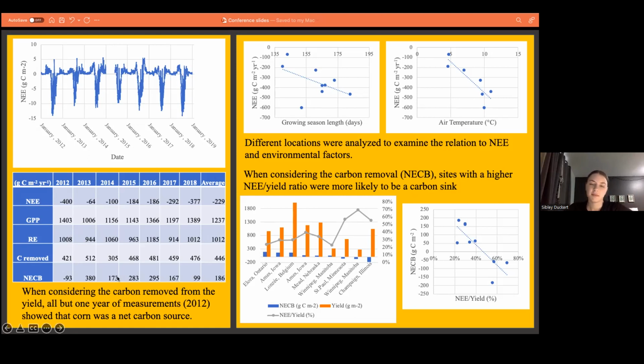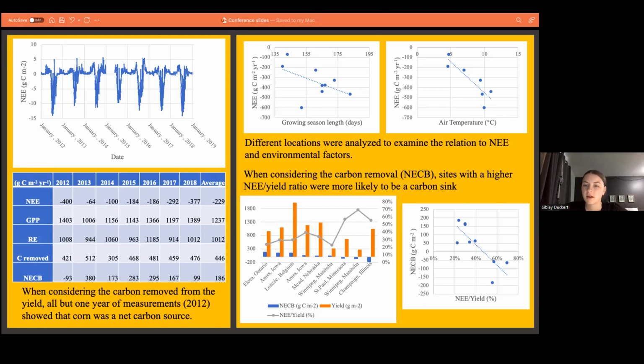The data was then compared to studies of cornfields in different latitudes, some further up north in Manitoba and some further south in Iowa, Nebraska, and Illinois. And what we found from this was that the net ecosystem exchange actually was more of a carbon sink when the growing season length was longer and when the air temperature was higher.